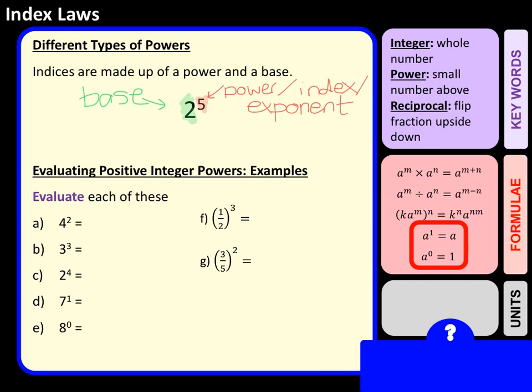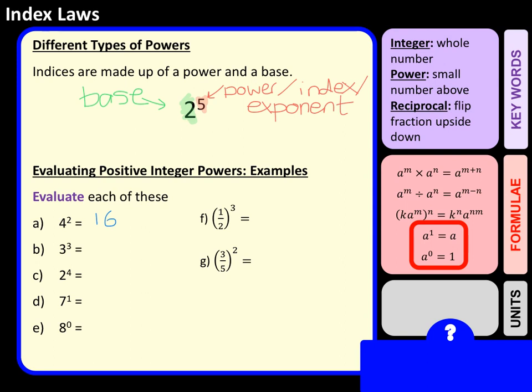We're going to start off with positive integer powers. So positive numbers, whole numbers because it's integers, and we're having those as powers. And here we're just evaluating. So that literally means it's kind of got value in the word. It means to work out the value. So 4 squared, 4 times 4, that's just 16.